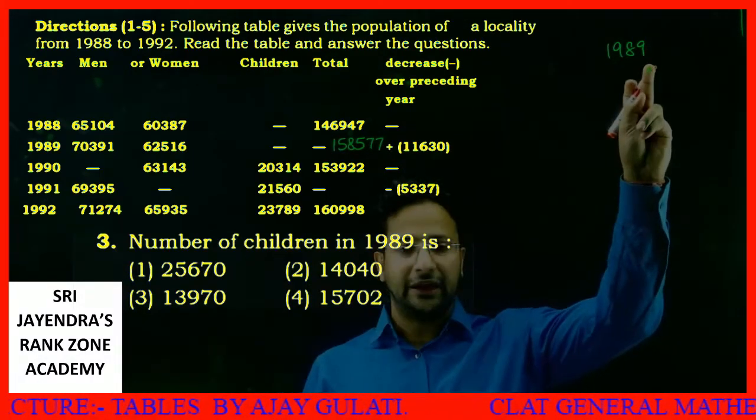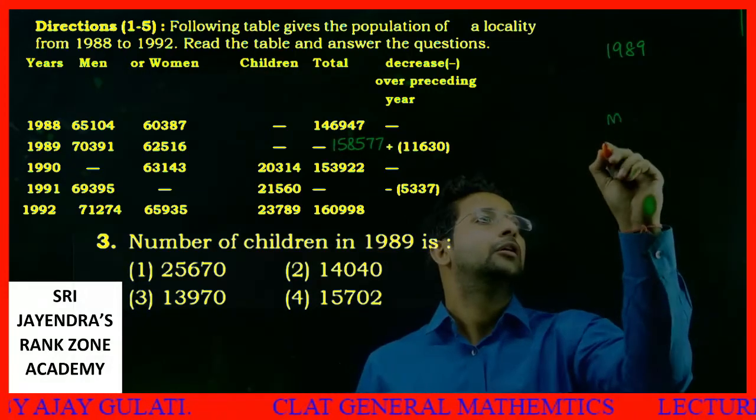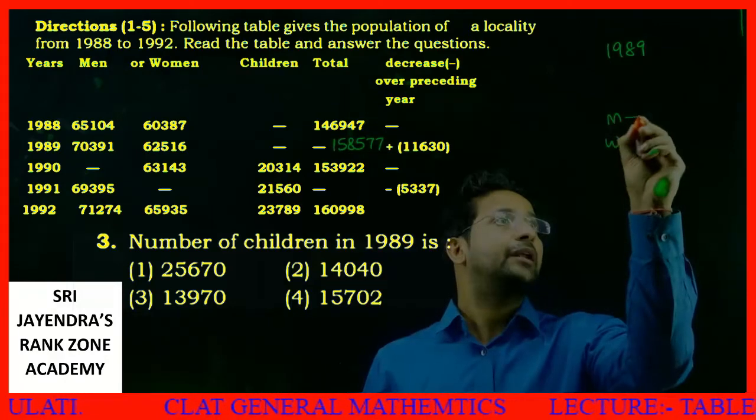So for 1989, the total population is 158577. We know the number of men. We know the number of women. Number of men is how many?